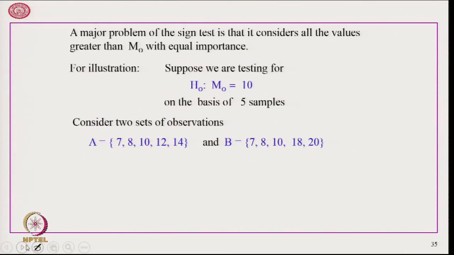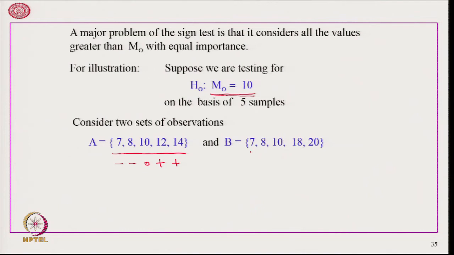As I illustrate here, suppose with respect to some data we are testing if m naught is equal to 10, that is the hypothesized median is equal to 10, and we have taken 5 observations. Suppose these observations are 7, 8, 10, 12 and 14. In this case, what is going to happen? We will have minus minus, this is 0, we can ignore, plus plus. So, the number of plus signs and number of minus signs are the same, and we can feel that therefore, we can accept 10 to be the median of the population.